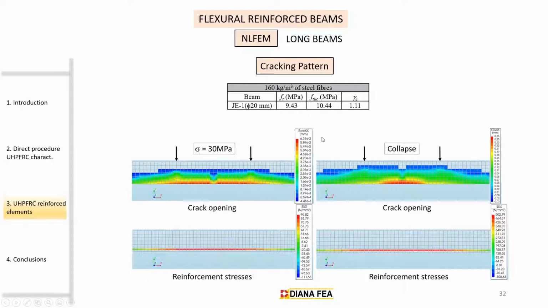If we analyze the cracking pattern of the long beams, we can see that for the first specimen, when we apply the direct procedure to the unreinforced 4-point bending test specimen cast together with this particular beam, we obtain that it exhibits a strain hardening behavior. So, as we can see, the cracking pattern is very distributed at the stage of microcracking stabilization, and this is also transmitted in a distributed stress pattern at the reinforcement. If we see the collapse, we still have a very distributed cracking pattern, more concentrated in the mid-span section, but we still have a very distributed stress pattern in the reinforcement.